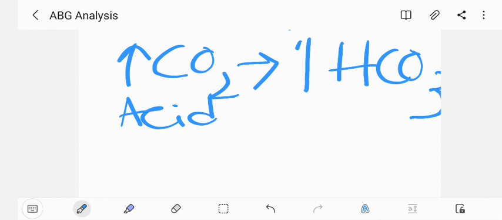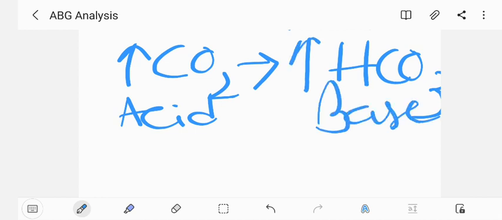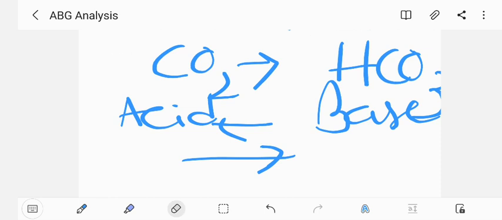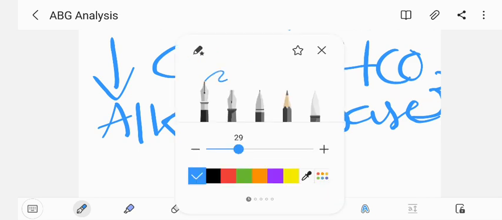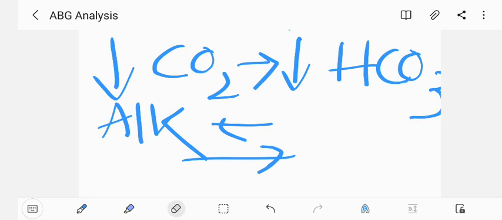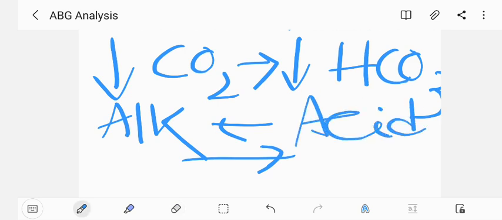By increasing itself, that is bicarbonate, a basic product. So acid and base will compensate each other. And whenever there will be a decrease in CO2, that is, there will be alkalosis, so the bicarbonate will also decrease to produce what? Acid. Okay, acid.